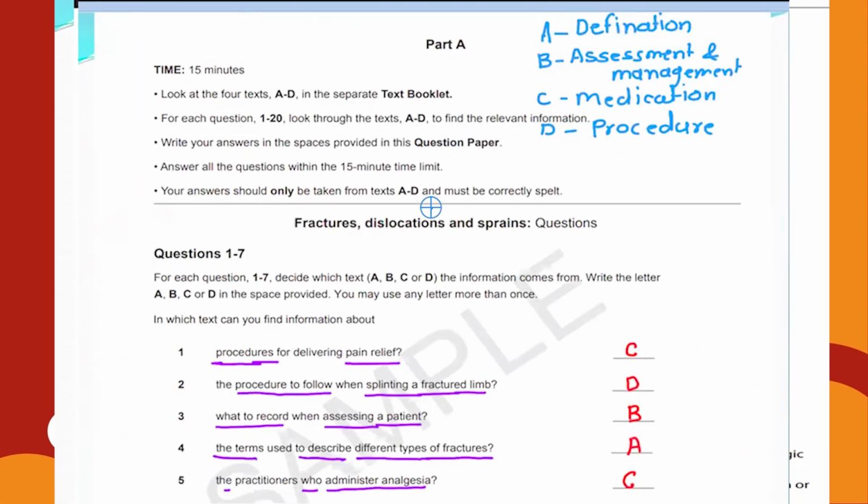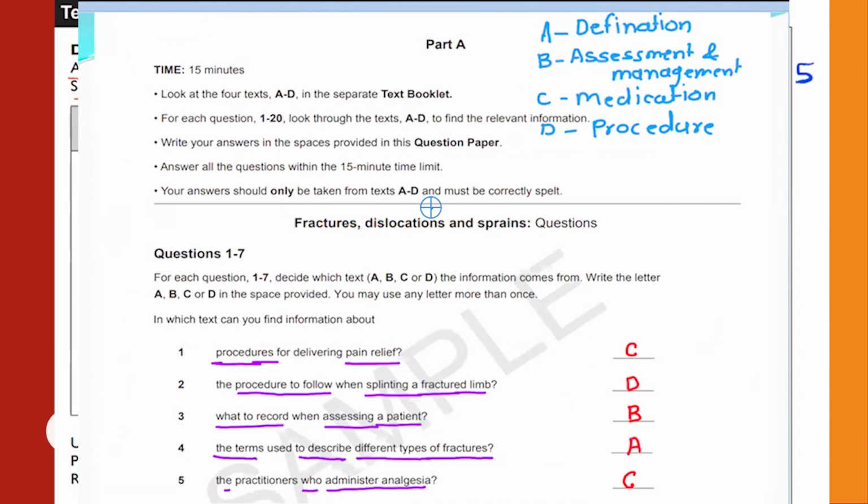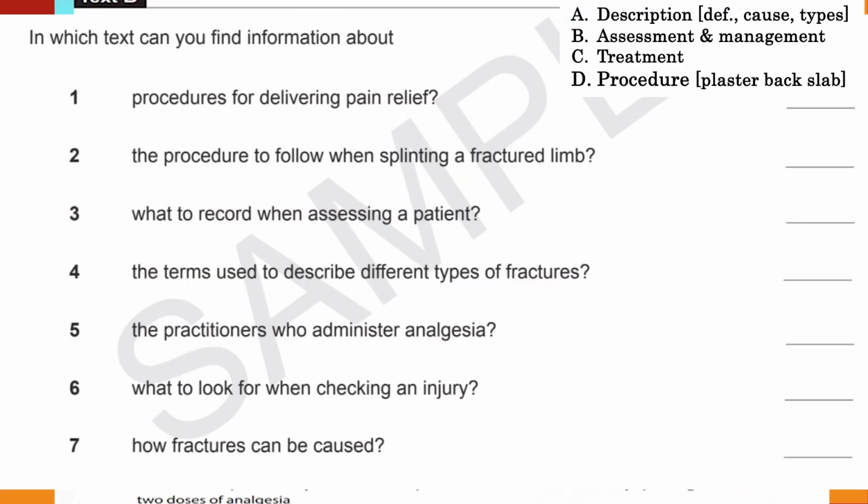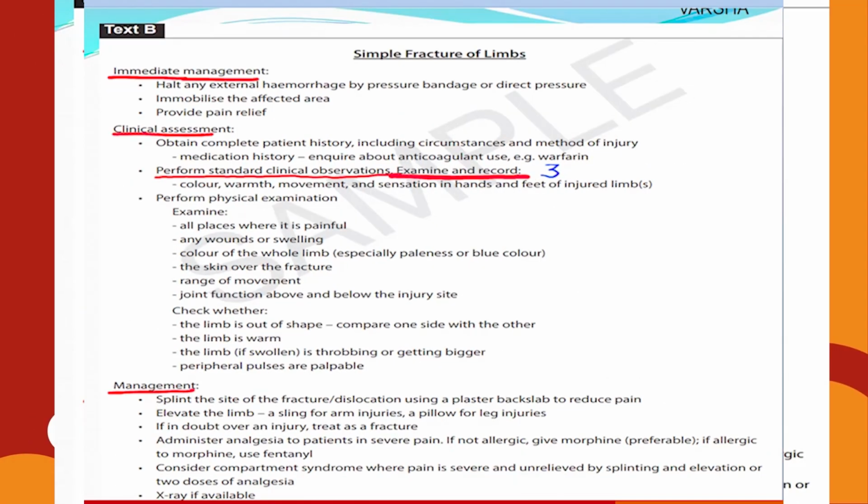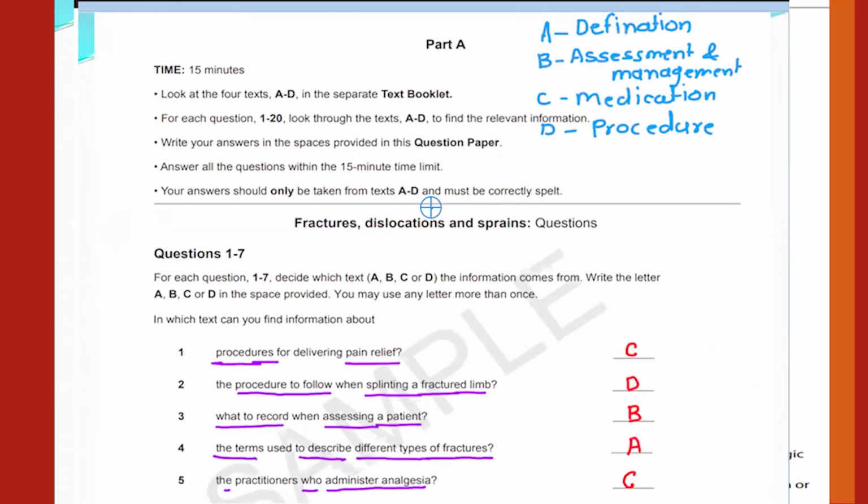In question 3, here are the hedging words: what to record when assessing the patients. As we see, assessment and management comes in B, the second paragraph, where the assessment of the patients shows to perform standard clinical observation and examine the records. Here, examine and records mean note down, the meaning of that paraphrasing. So that is the answer for question number 3.